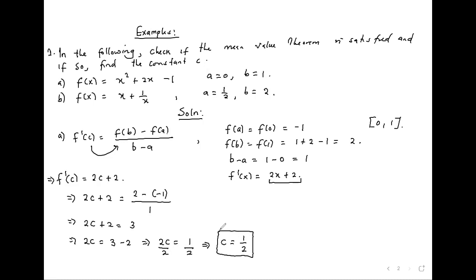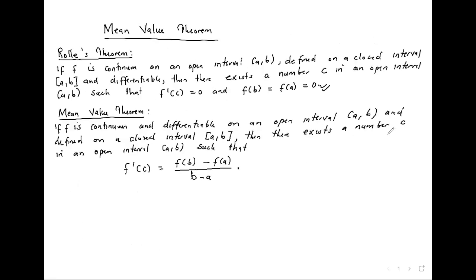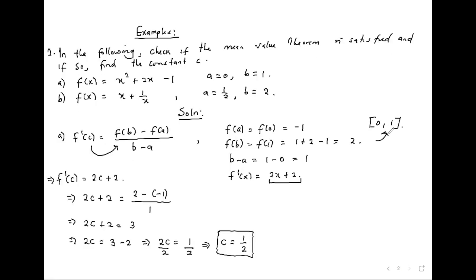And if you check, half is found in this interval. So it makes sense for half to be c, because it must be found in that interval according to the statement here. The statement says c should be in the open interval (a, b), so it should not be equal to a, and it should not be equal to b.